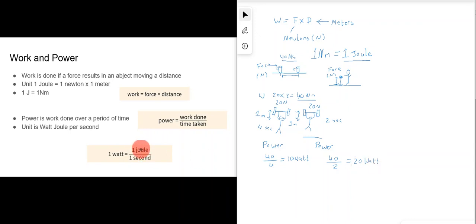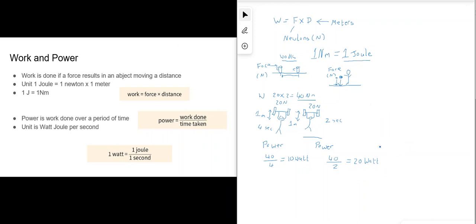So the watt is basically joules per second. This guy is doing 40 joules per 4 seconds, which is 10 watts. Another way to think about that is it's 10 joules per second. This guy is doing 40 joules in 2 seconds, which is 20 joules per second, or 20 watts. So that's power.